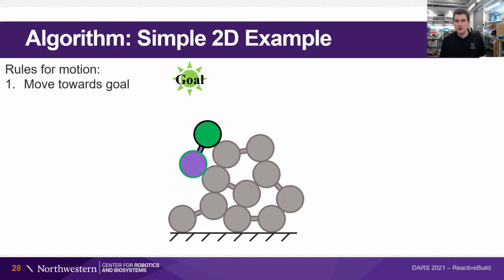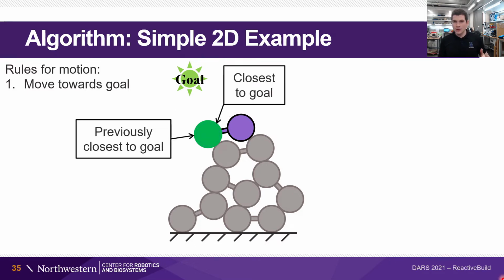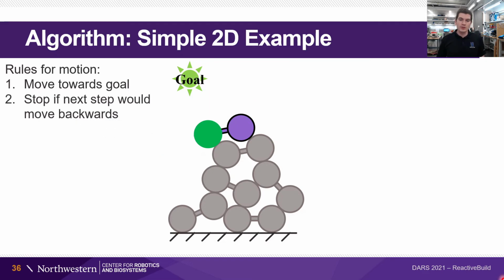And so it continues motion using this rule until, at this point, the circle that it just moved around, which last time was closest to the goal, is also now closest to the goal. And so if it were to move towards the goal location, this would result in backwards motion. So we introduce this other rule: if a robot would move backwards, it transitions from being a moving robot to being a structural robot.